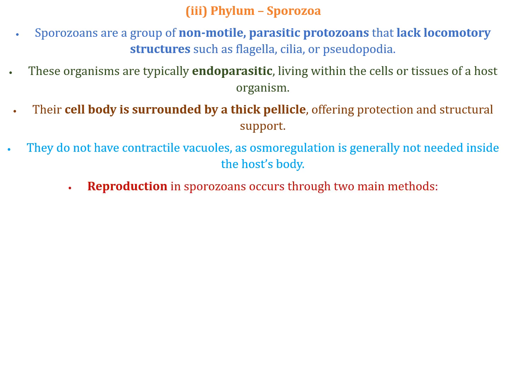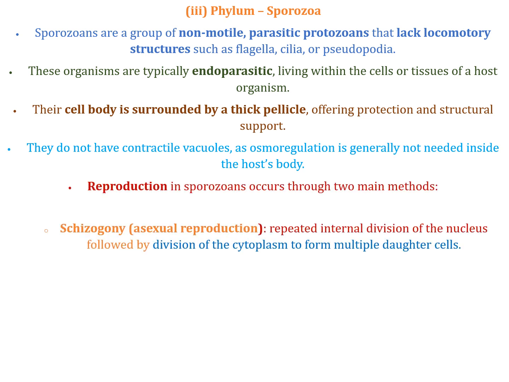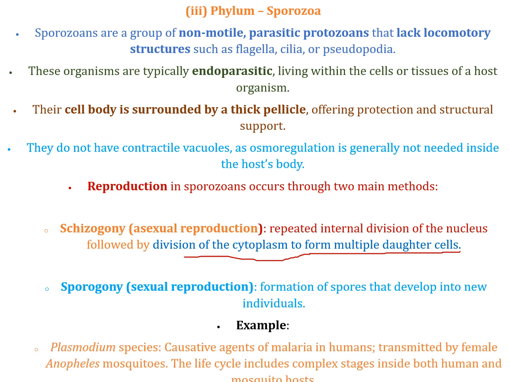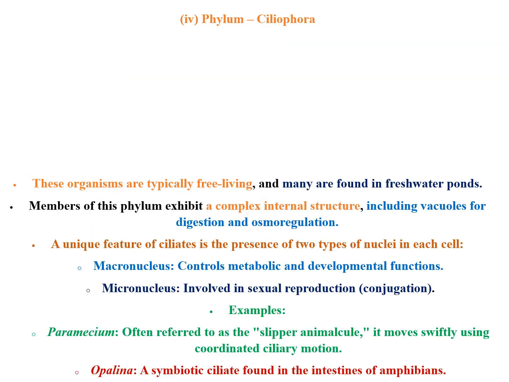Reproduction in sporozoans occurs through two main methods. First, schizogony, asexual reproduction, repeated division of the nucleus followed by division of the cytoplasm to form multiple daughter cells. And sporogony, sexual reproduction, formation of spores that develop into new individuals. So here is the Plasmodium species, the causative agent for malaria in humans, transmitted by the female Anopheles mosquito. This is an example of Sporozoa. You can write this part, Plasmodium species.